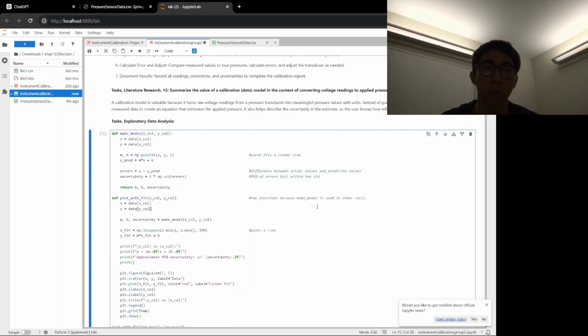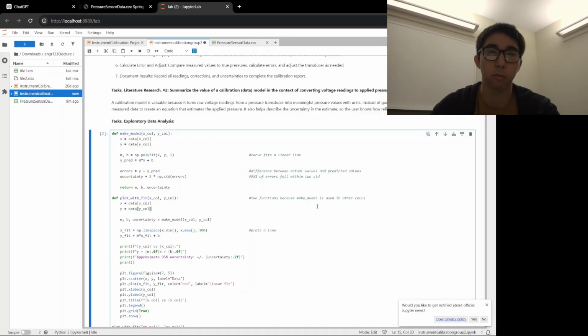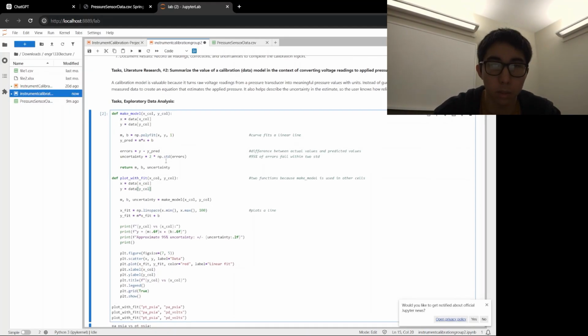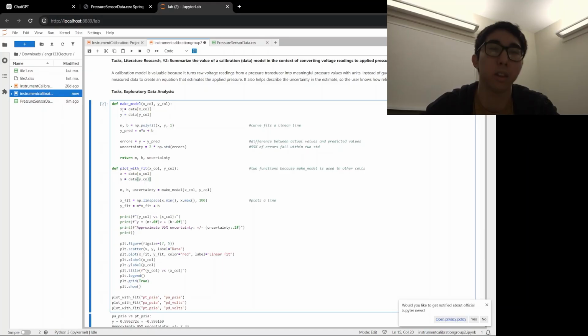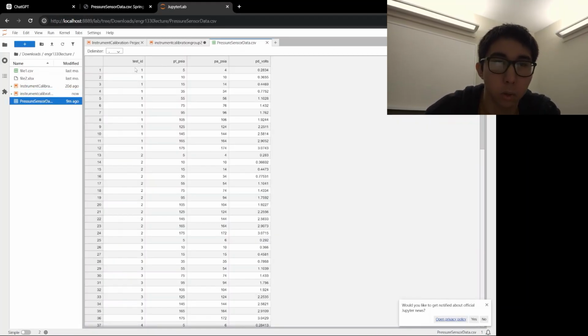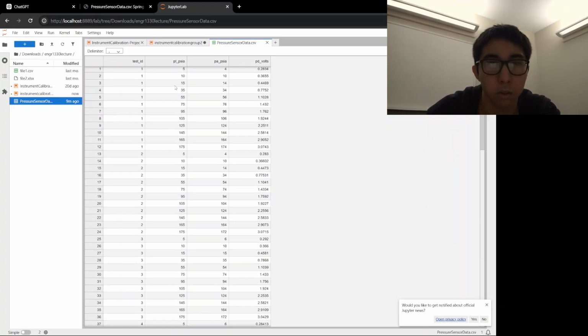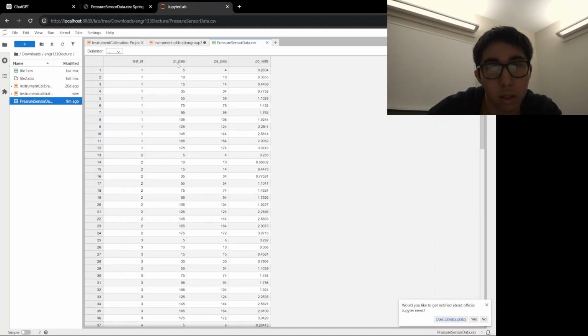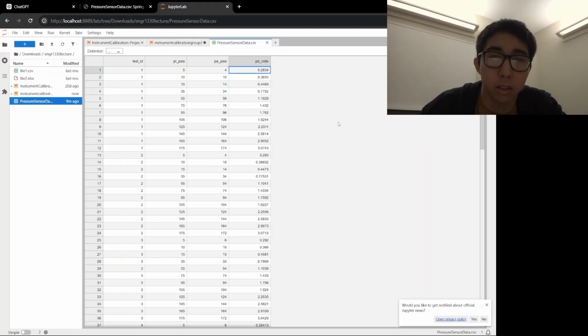For the exploratory data analysis part, this basically finds a relationship between the columns. So the first column is the test ID. There are nine trials, and then the second column is the true pressure. The third column is the analog gauge pressure reading, and then the fourth column is the pressure transducer's voltage output.